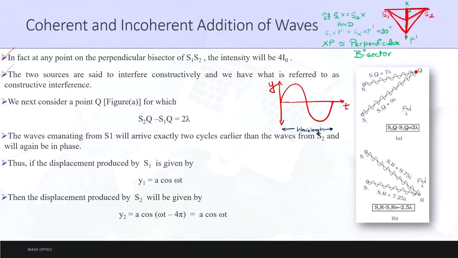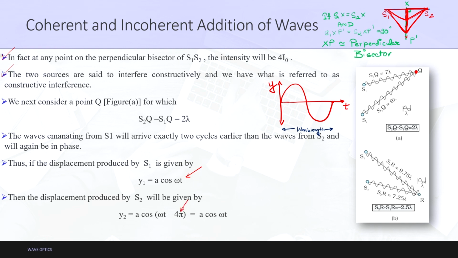That is why it is being explained that the two sources are in phase. Thus, let us suppose the displacement produced by S1 is given by y1 is equal to a cos omega t, then the displacement produced by source S2 will be given by y2 is equal to a cos omega t minus 4 pi. Why is there a minus 4 pi here?